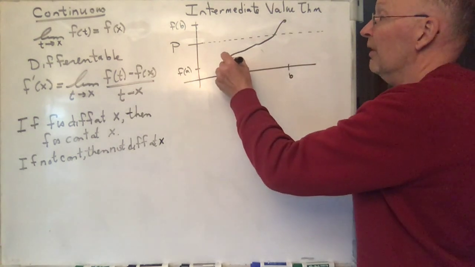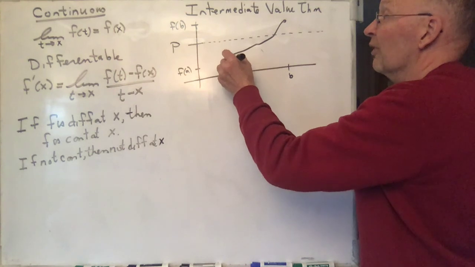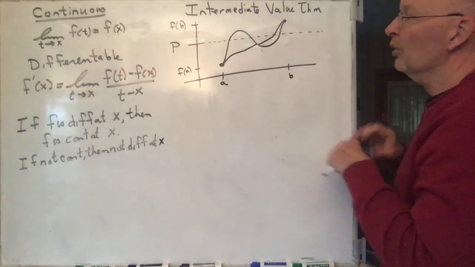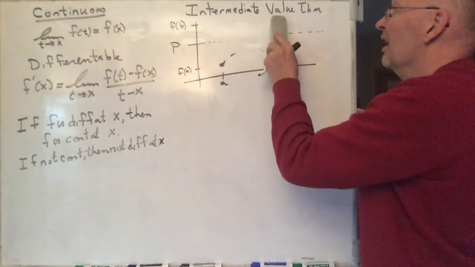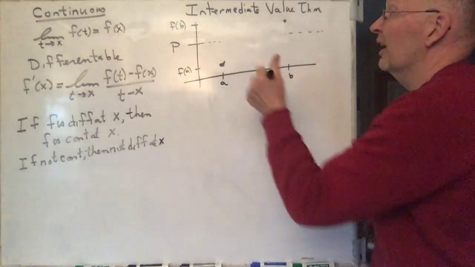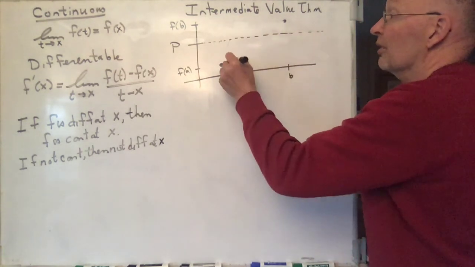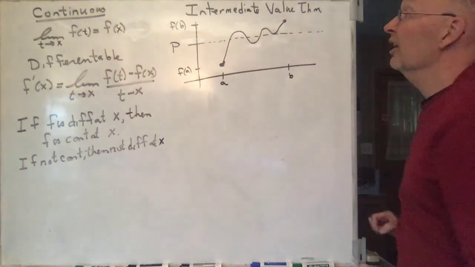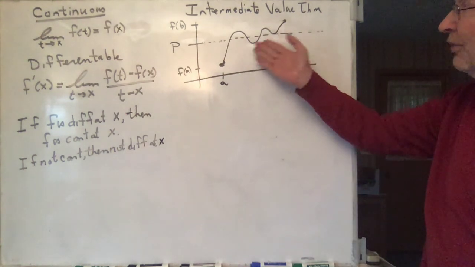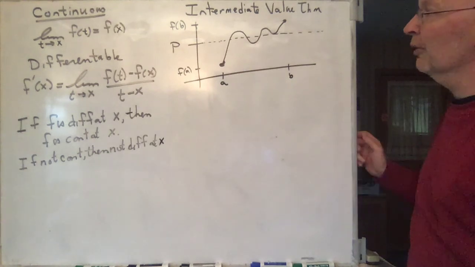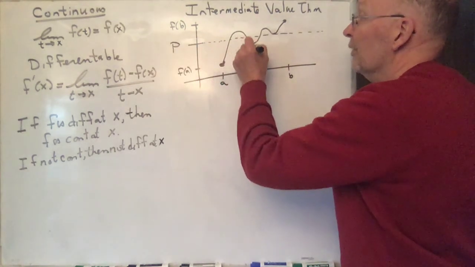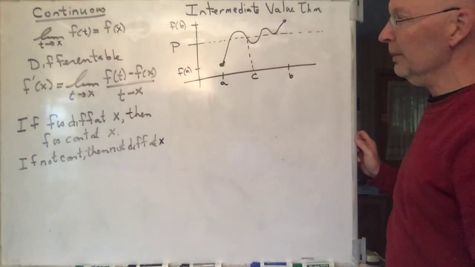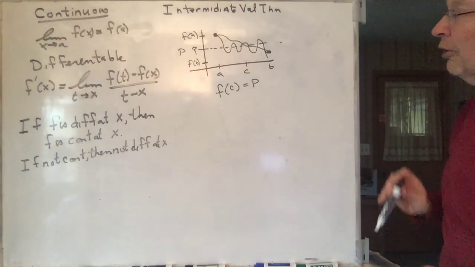It could cross a bunch of times. Let's get one that crosses 3 times. 1, 2, 3 times. Is it possible to cross 4 times? I think so. Let's try it. That's an even number. So it could go 1, 2, 3, come down and just touch it. 4, like that. So basically, any number of times you could cross it, but the intermediate value theorem says at least once. So given any p, there's some c down here which gets sent to p. Okay? So this is an important theorem in its own right.